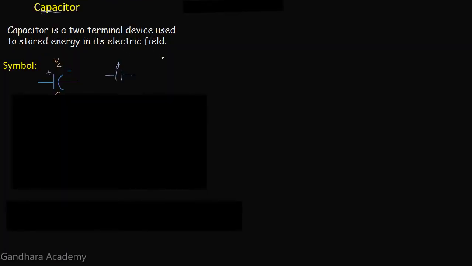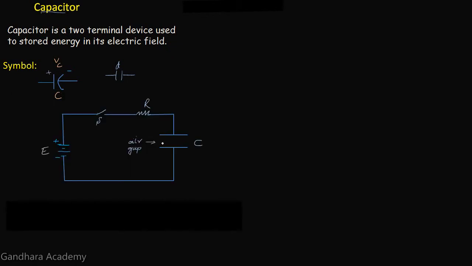Now, to understand the capacitor in more detail, let's take an example in which we have a capacitor connected in series with a resistor, a switch, and a DC voltage source. When this switch is open, there is no current in this circuit, so as a result there is no net positive and negative charge on these two parallel plates of the capacitor.